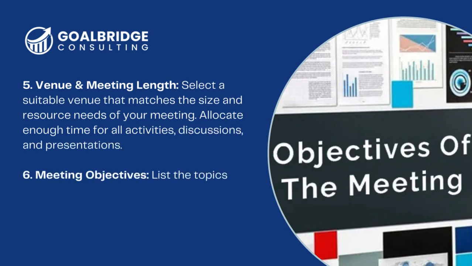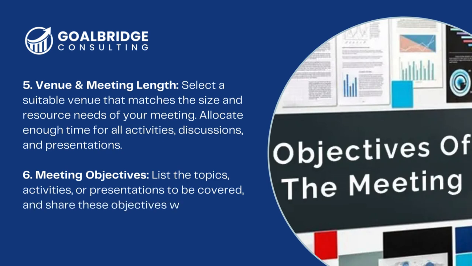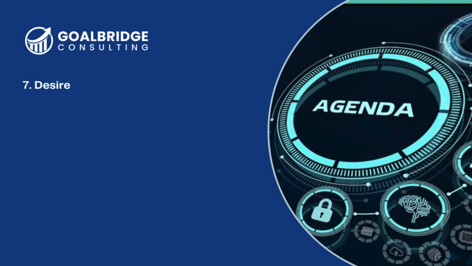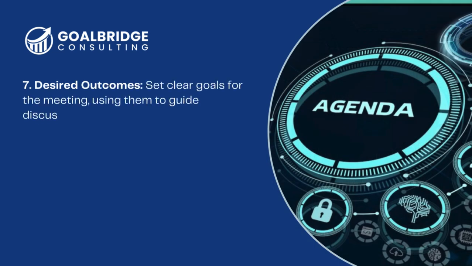6. Meeting objectives. List the topics, activities, or presentations to be covered, and share these objectives with participants, preferably in an agenda. 7. Desired outcomes. Set clear goals for the meeting, using them to guide discussions and activities toward productive results.